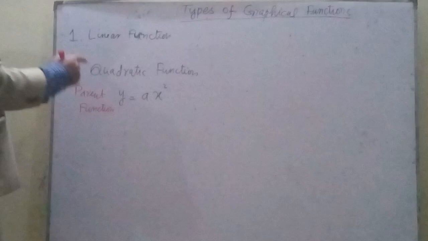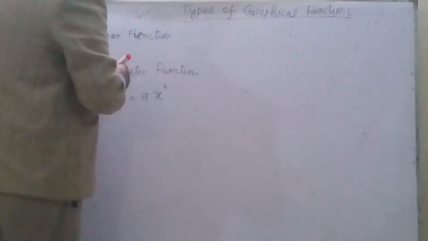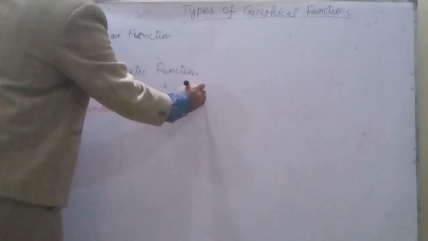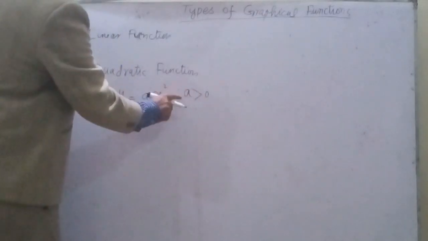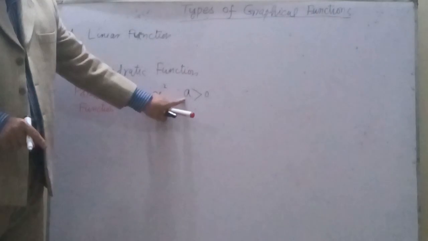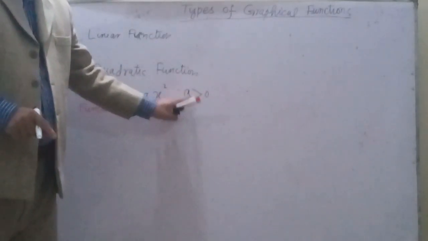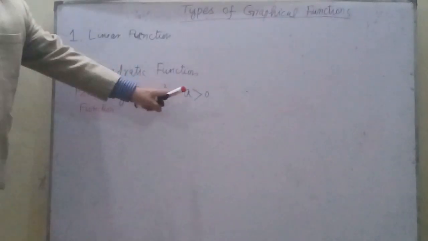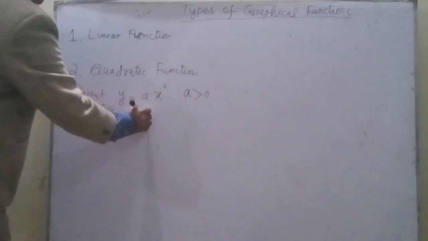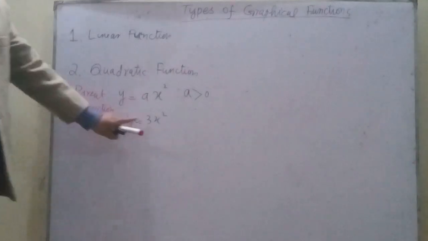It is very important. So here first we have to see this number a. If it is positive, how do we write it in mathematical language? We write a is greater than 0. Whenever in any question it is written a is greater than 0, b is greater than 0, it means this number is positive. So if a is positive, for example, we have y is equal to 3x squared. Here this 3 is positive.